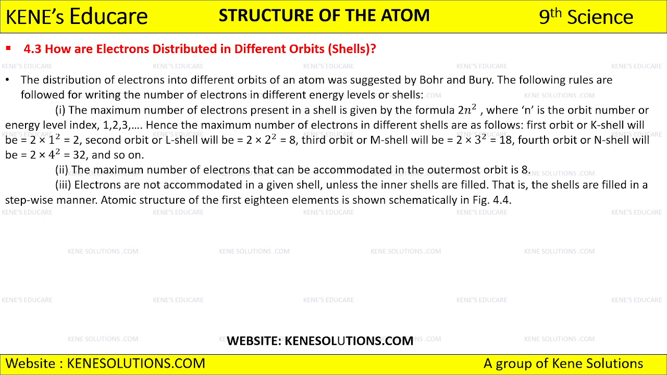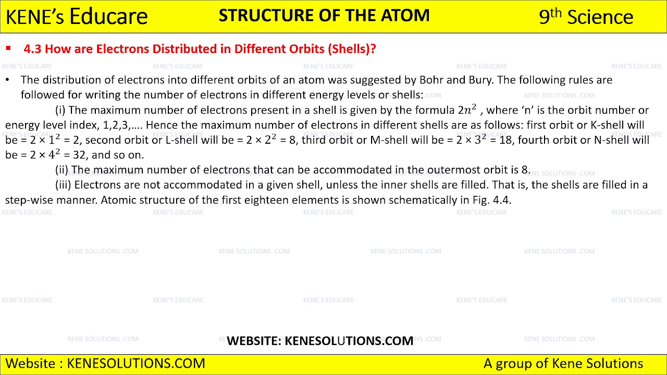This n can be either 1, 2, or 3. Hence, the maximum number of electrons in different shells will be as follows. The first orbit, which we also call the K shell, has n equal to 1, so 2 into 1 square is 2. The second orbit, called the L shell, has n equal to 2. So 2 into 2 square is 2 into 4, which is 8. It means the second orbit can have 8 electrons.